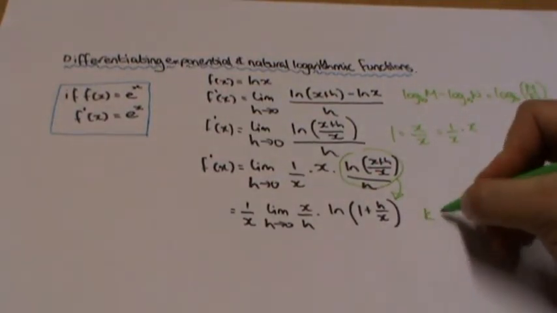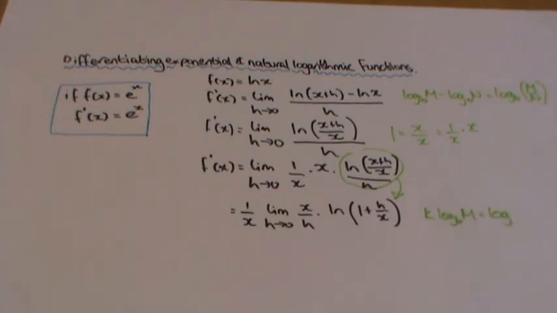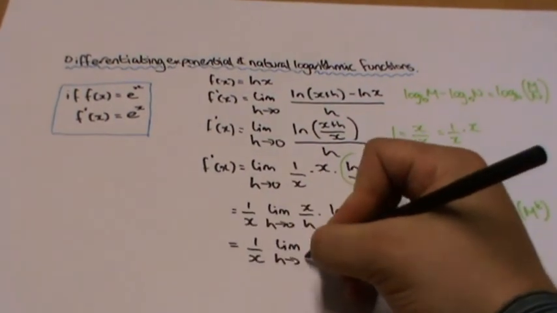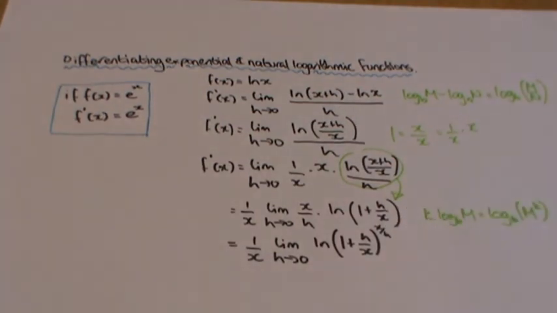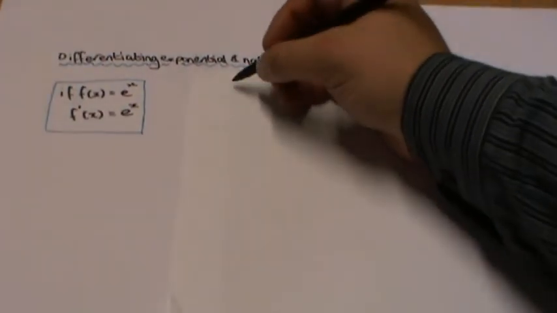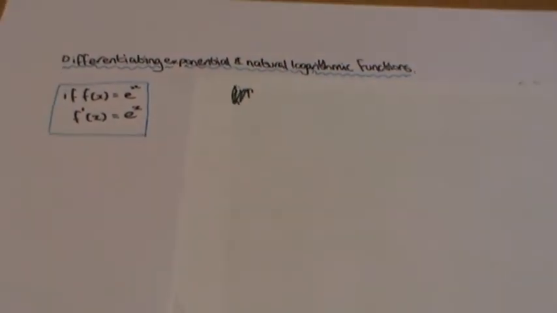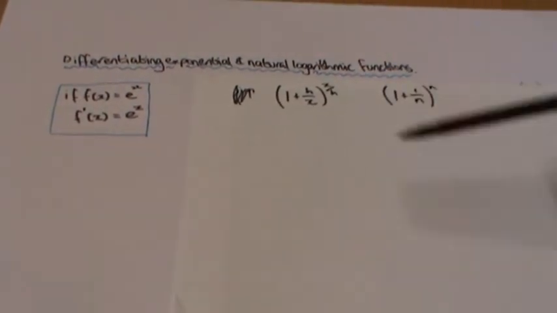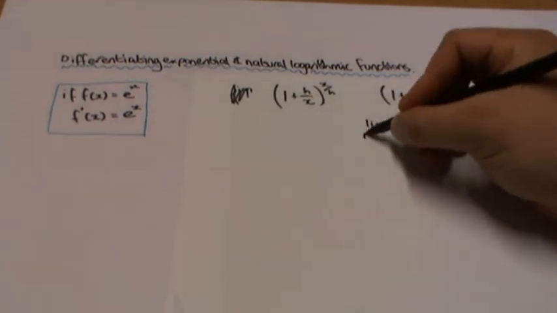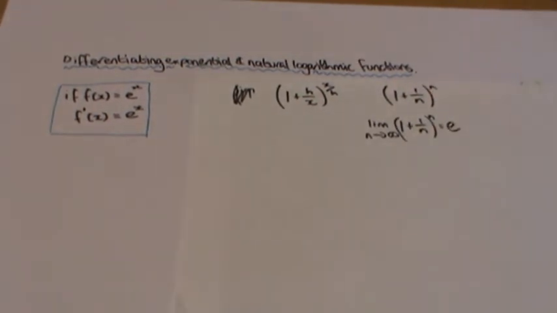We're going to apply another log rule here. k log m is equal to log m to the power k. And we're going to use that to pull this x over h up to the top of the part of the function inside the logarithm. You might have realised that 1 plus h over x to the power x over h looks a little bit like 1 plus 1 over n to the power n. And you might also have remembered that the limit as n approaches infinity of 1 plus 1 over n to the power n is the number e.